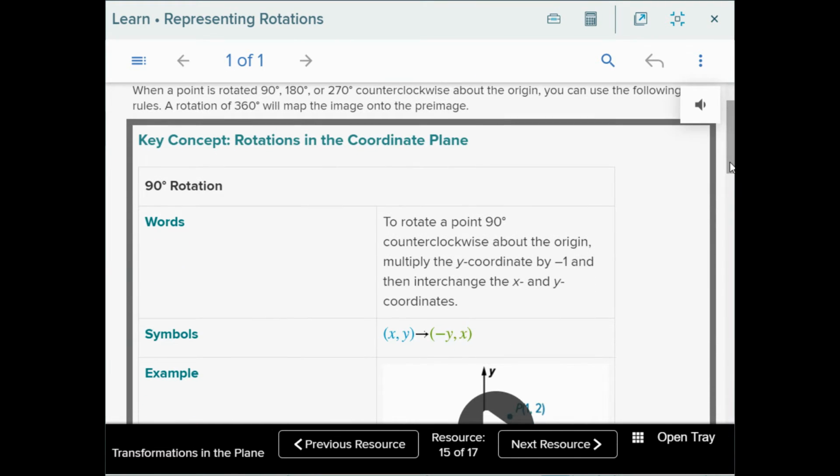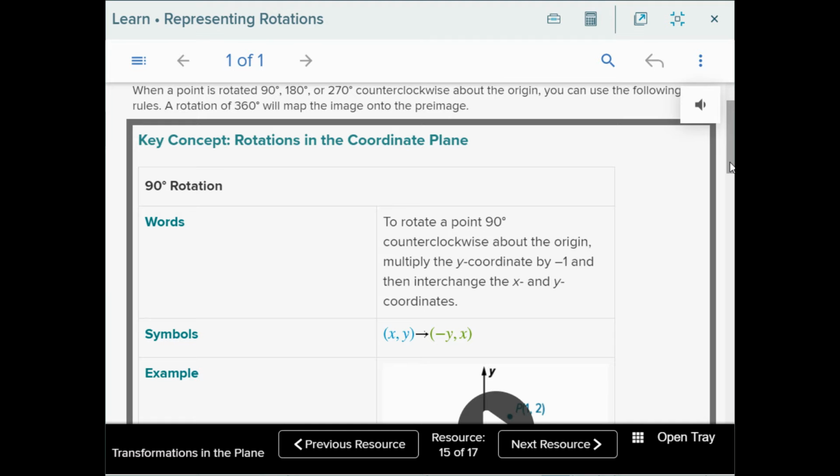When a point is rotated 90, 180, or 270 degrees counterclockwise about the origin, you can use the following rules. A rotation of 360 degrees will map the image onto the pre-image. What that means is there are 360 degrees in one full circle. If you take something and spin it one full circle, it should be back to where it started.